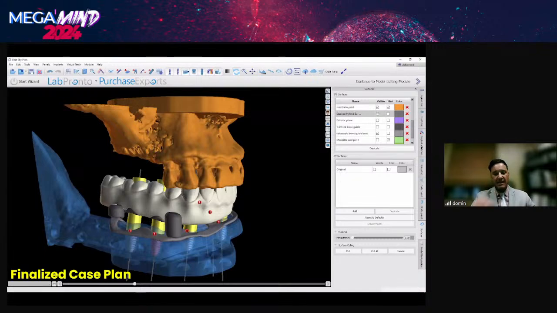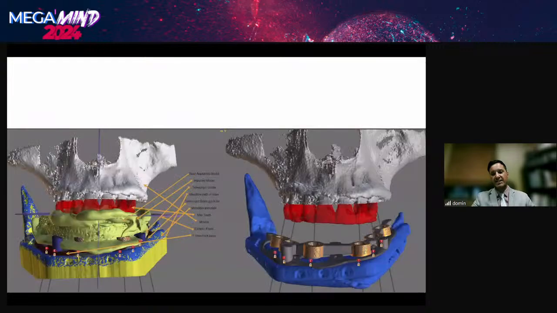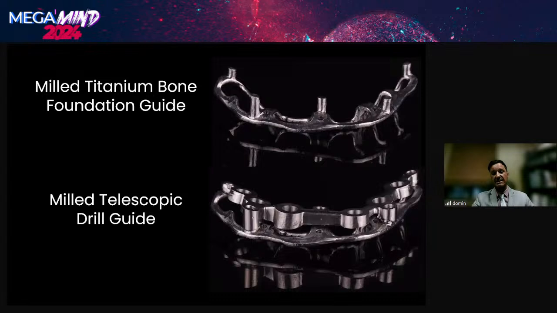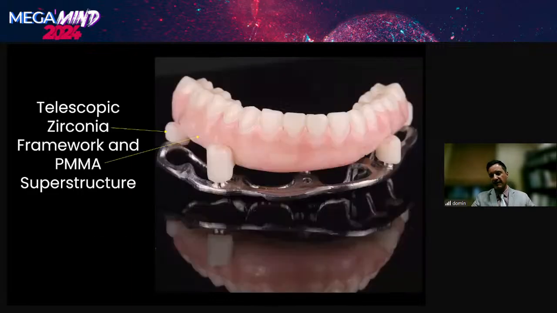Now that the case plan has been finalized, we're ready to manufacture the prosthetics and the surgical guides that we made for her. We actually machine these on a 5-axis Arum mill that came out of South Korea. These are made out of titanium. Then we'll 3D print our provisional, and we're ready for the surgeries.